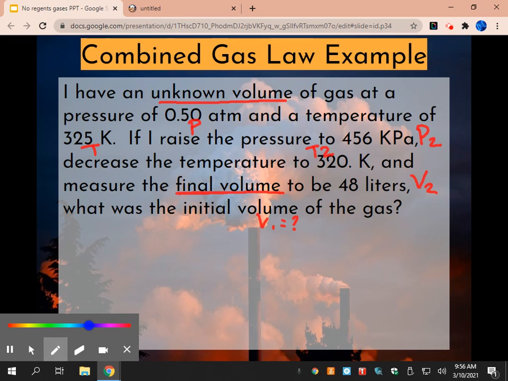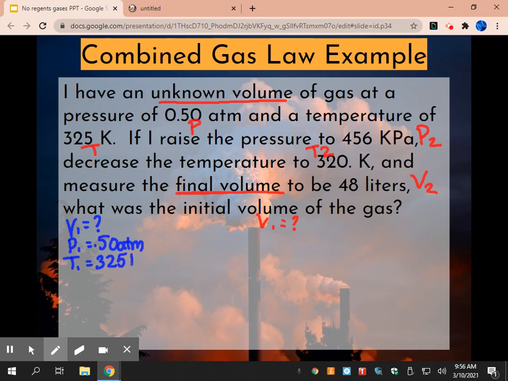Okay, so I hope you had some luck with your work. Let's check and see how you did. So my V1 is my question mark. My P1 is 0.5 atm. My T1 is 325 Kelvin. My V2 is 48 liters. My P2 is 456 kPa. And my T2 is 320 Kelvin.